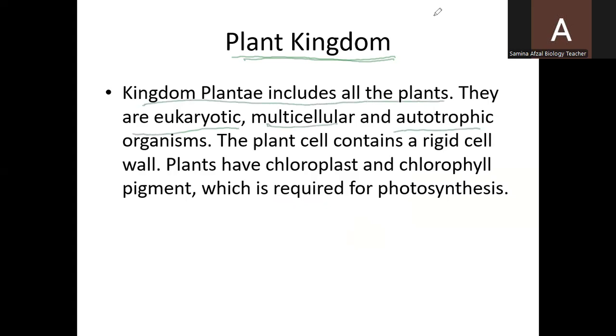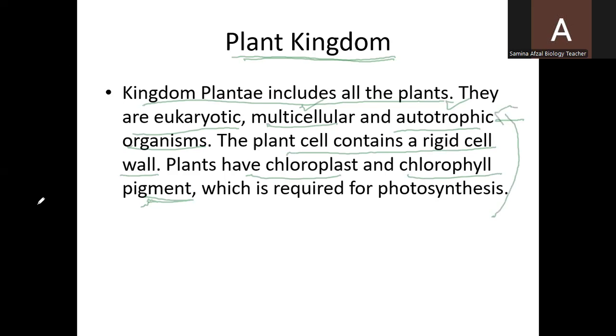Eukaryotes have a proper nucleus inside. They are multicellular. They are autotrophic organisms, meaning they can photosynthesize and manufacture their own food. The common general characteristics: all plants have a rigid cell wall. They have chloroplast and chlorophyll, which are compulsory as they manufacture their own food, because they are called autotrophic organisms.